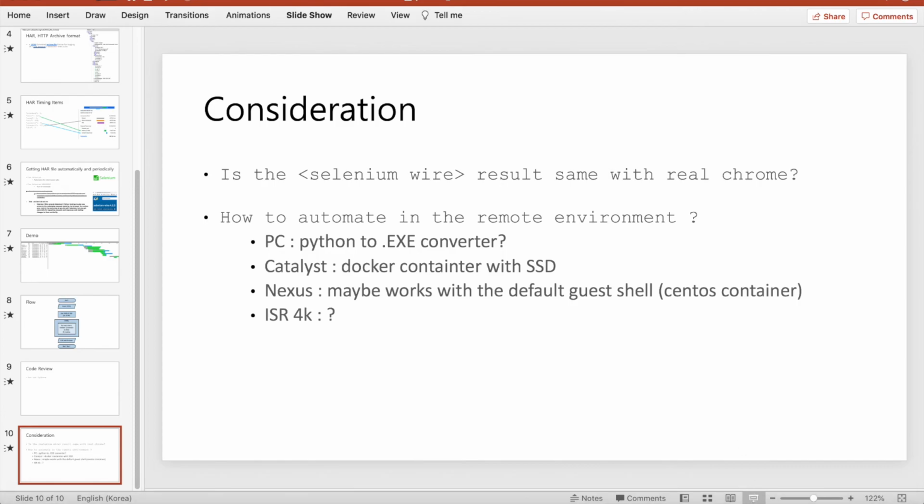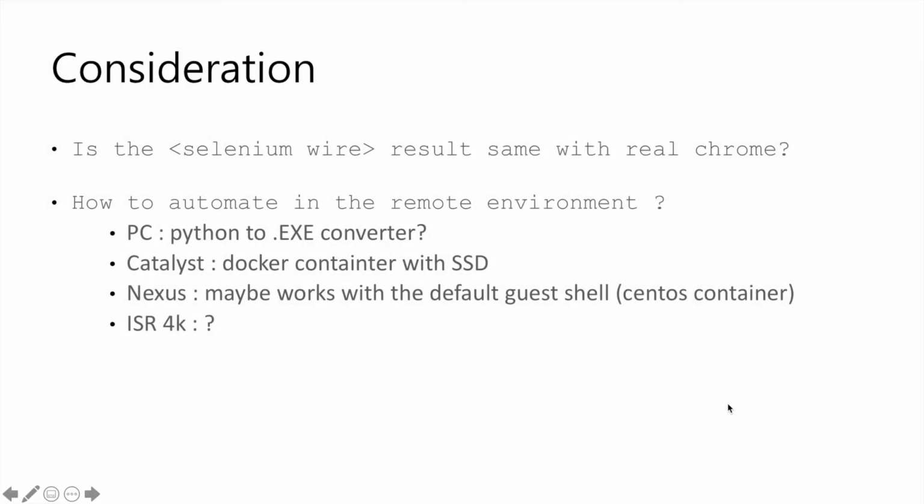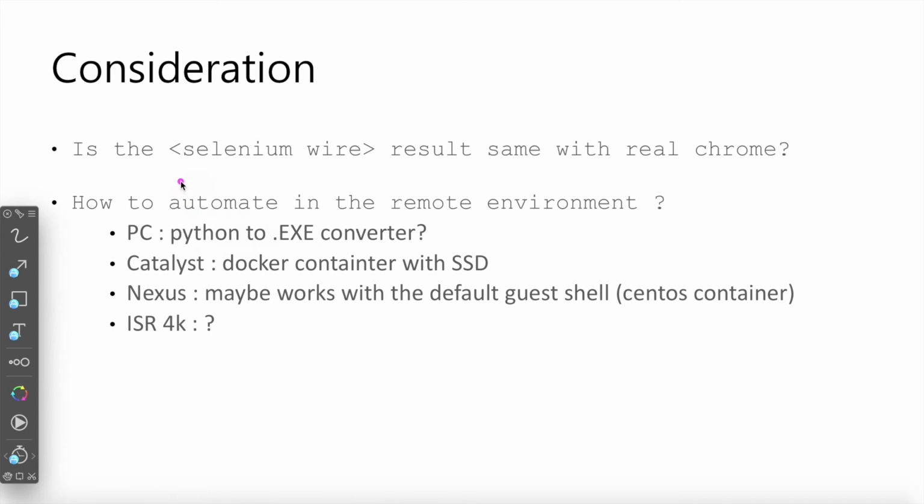Anyway, the consideration is that the test tool must give the exact result. It should be reliable. You have to trust that tool, but I'm not sure about that, because will this Selenium Wire result really be the same as the real Chrome browser? I don't know, but the tendency, the trend, is the same, I think.